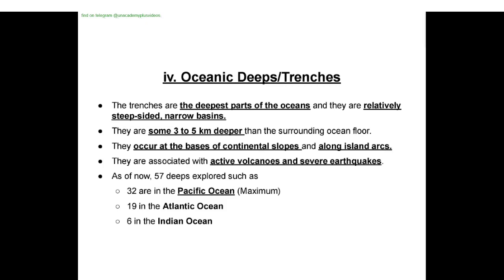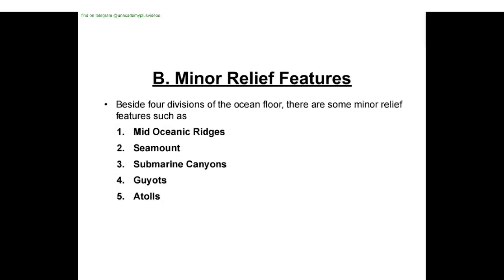The trenches are the deepest parts of the oceans, and they are relatively steep-sided, narrow basins. They are some 3 to 5 kilometers deeper than the surrounding ocean floor. They occur at the bases of continental slopes and along island arcs. They are associated with active volcanoes and severe earthquakes. As of now, 57 deeps have been explored, of which 32 are in the Pacific Ocean, a maximum of 19 in the Atlantic Ocean, and 6 in the Indian Ocean.